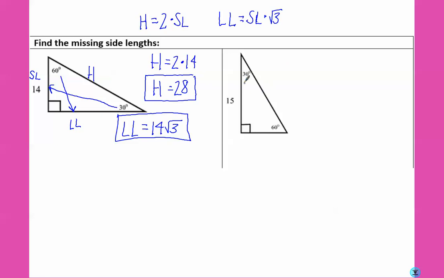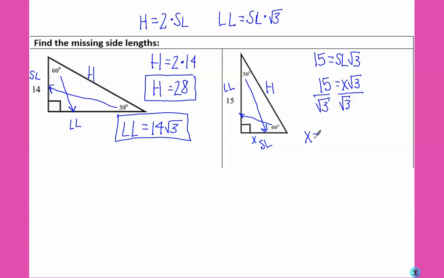In our next example, we're not given the short leg. So we're going to have to find that first using the long leg. And then we'll also have to find the hypotenuse. So we know that long leg, which is 15, will be equal to the short leg times the square root of 3. To make it easier for solving, I'm just going to put that the short leg is x. To get x by itself, I'm going to have to divide both sides by the square root of 3. X equals 15 over the square root of 3.